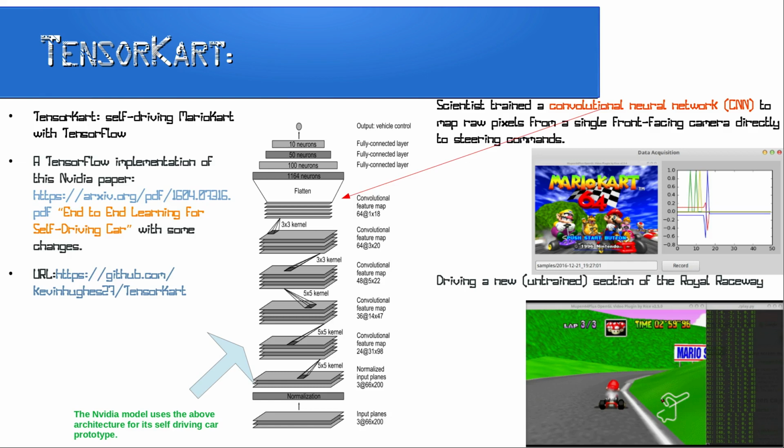With minimum training data from humans, the system learns to drive in traffic on local roads with or without lane markings and on highways. It also operates in areas with unclear visual guidance such as in parking lots and on unpaved roads. The URL of this repository is https://github.com/kevinhughes27/TensorKart. The URL is given in the description below.